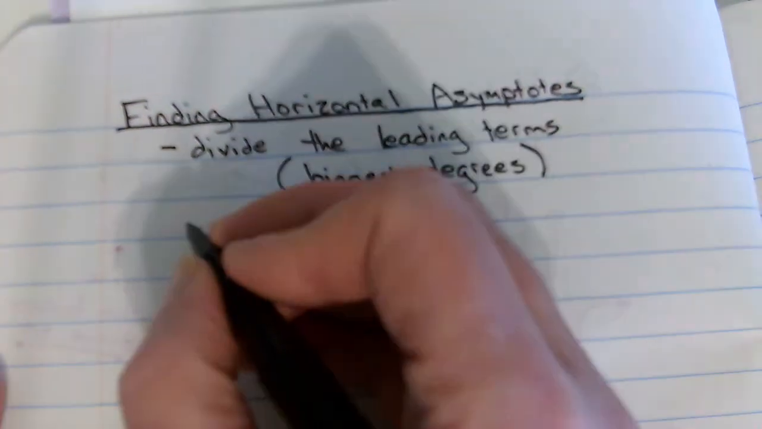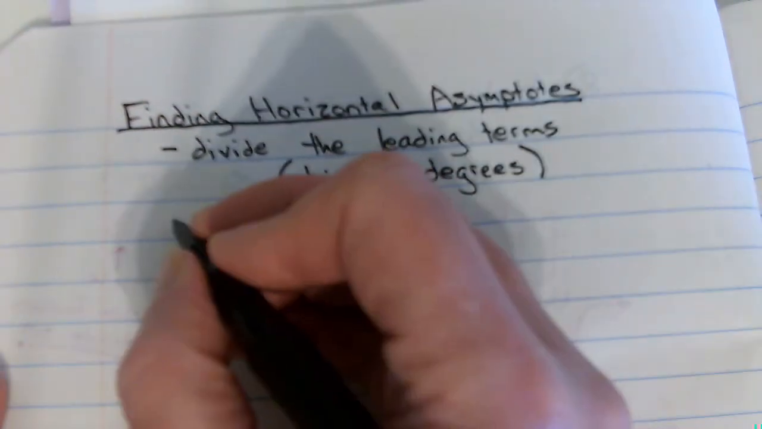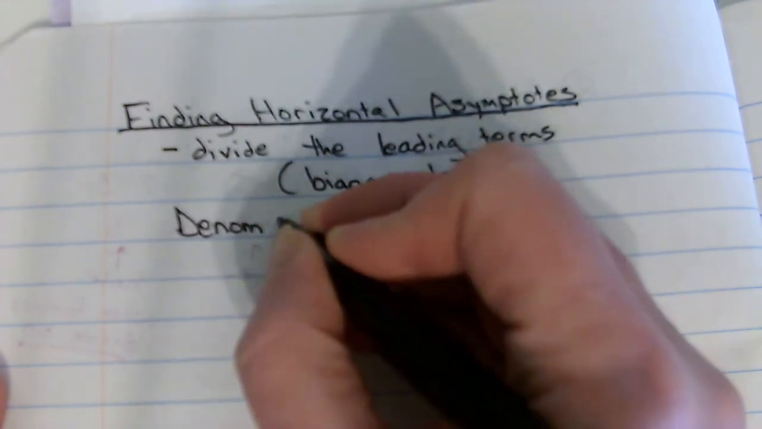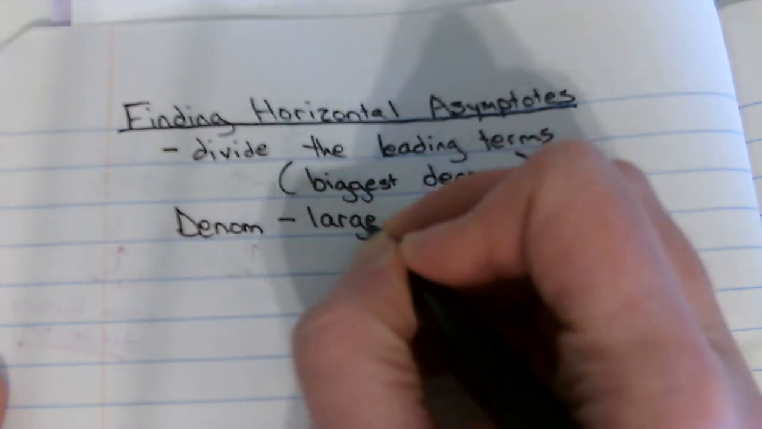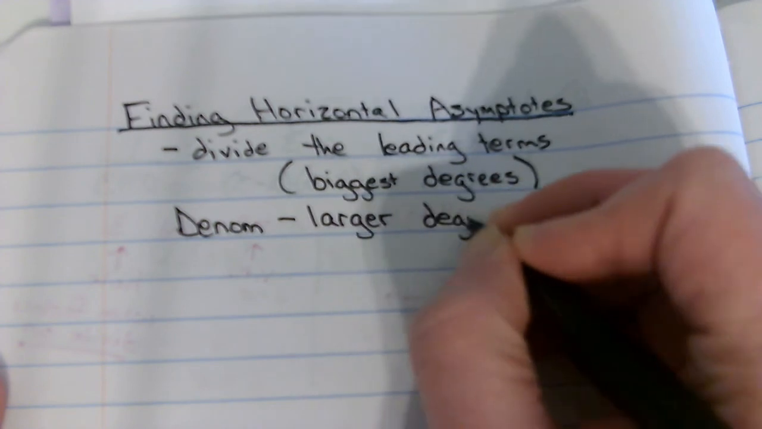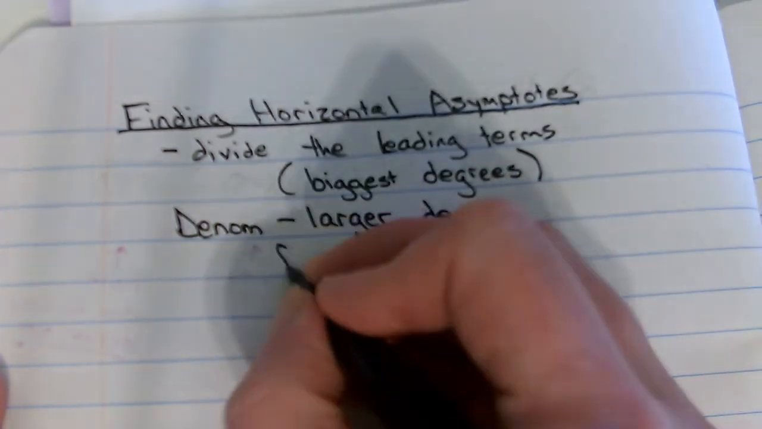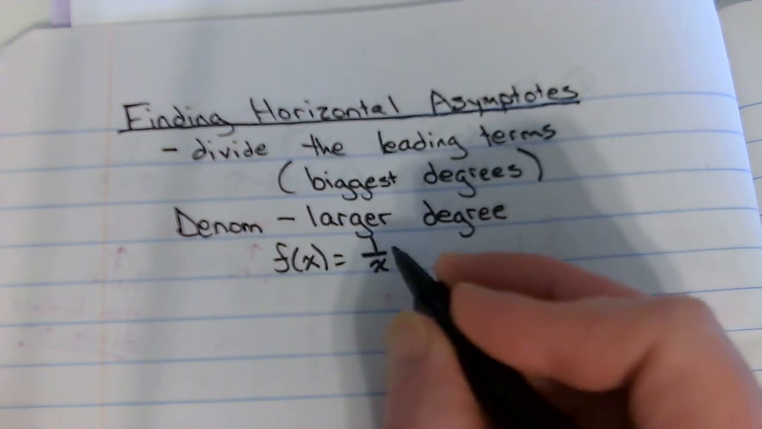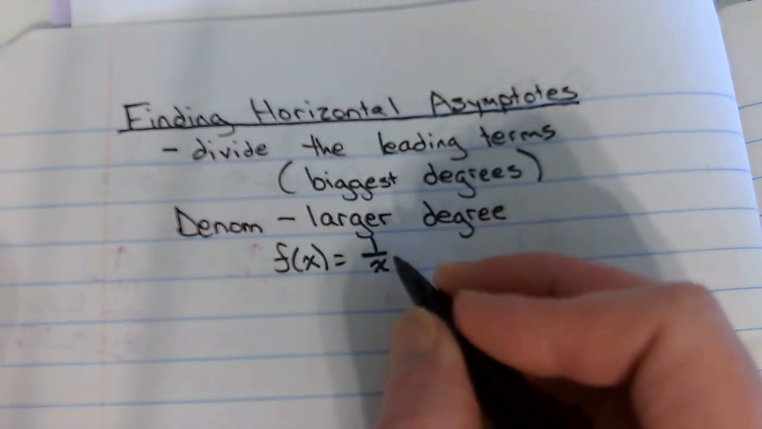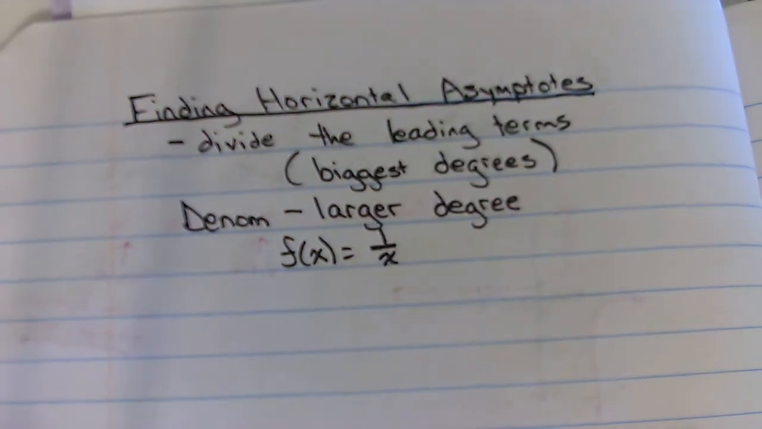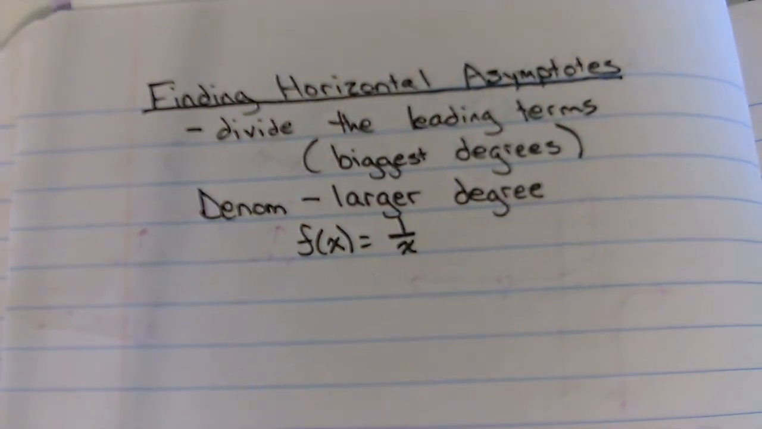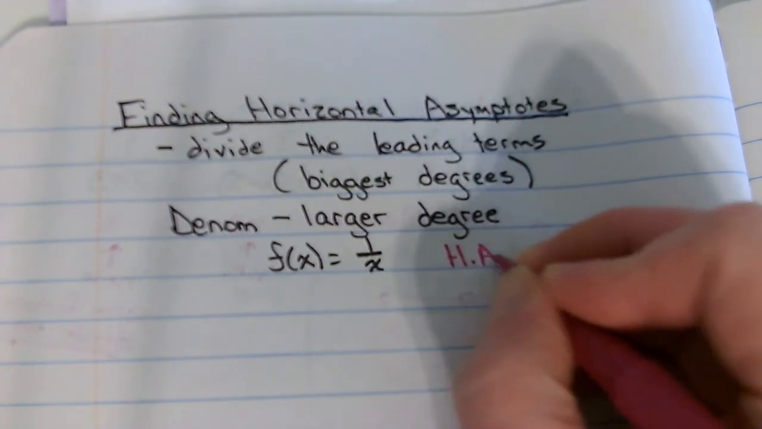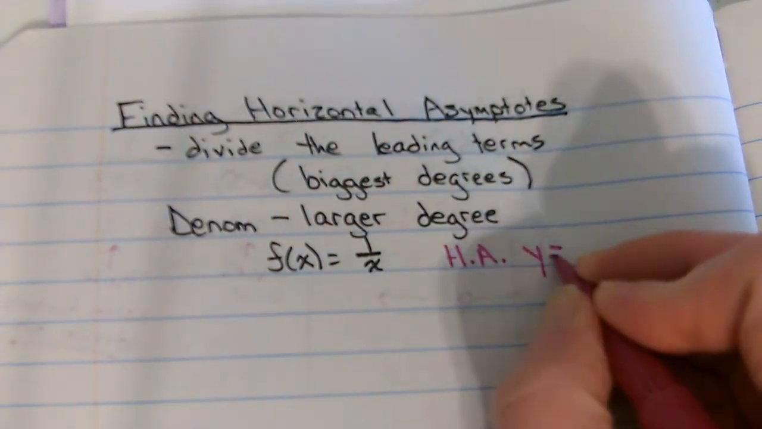Now, so there's a few situations. The denominator has a larger degree. So like that f of x equals 1 over x. 1, I can't divide that by x. It's just 1 over x. When we have that happen, we looked at the graph, we saw that the horizontal asymptote, and I'm going to abbreviate that as HA, is always going to be at y equals 0.